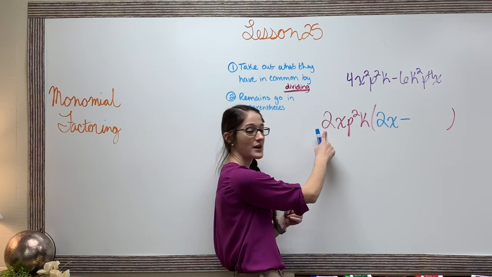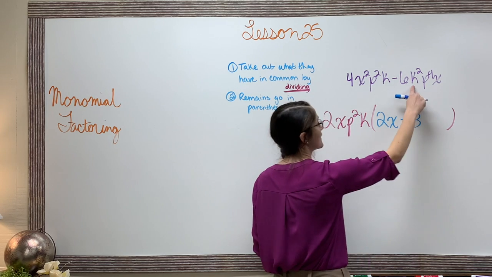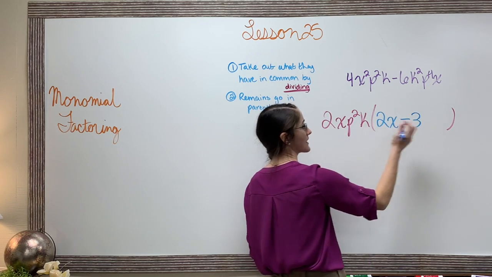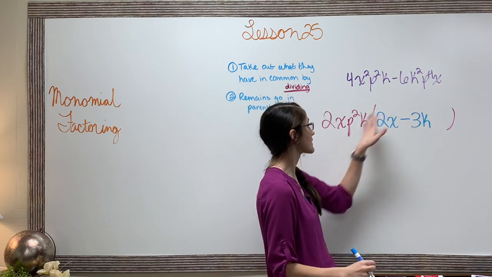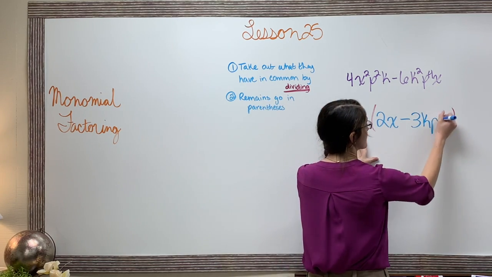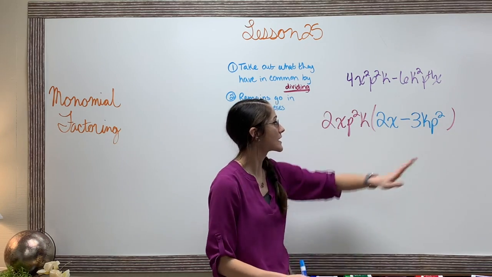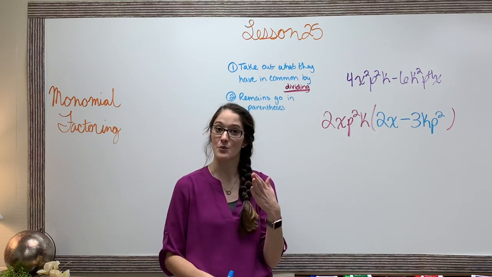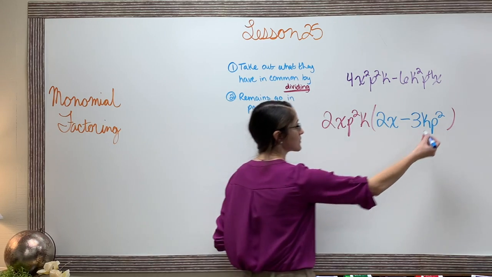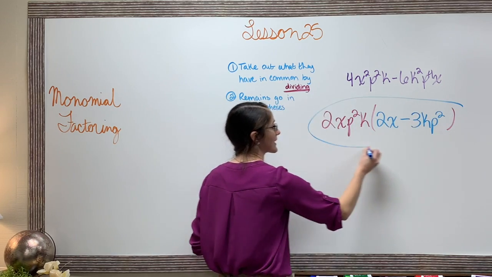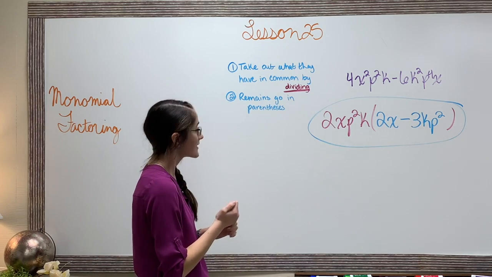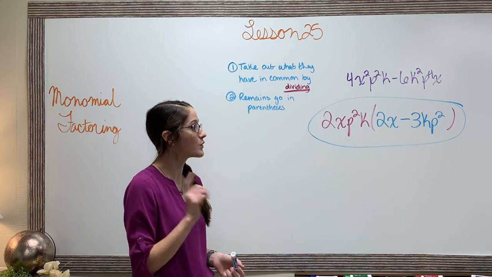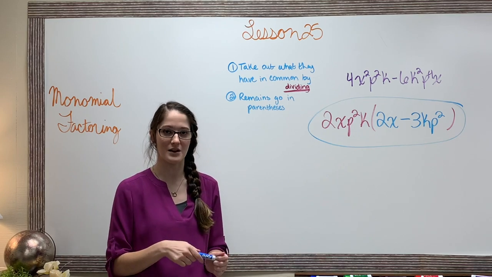6 divided by 2 is 3. And then k squared divided by k means we're just going to have 1k left. P to the 4th divided by p squared means I'm going to have 2 p's left. And then x divided by x is going to be 1, so I'm going to leave that alone. So this is what our problem will look like after we factor out the greatest common factor. And so that's it for this part. Let's do one more practice problem before we start talking about cancellation.